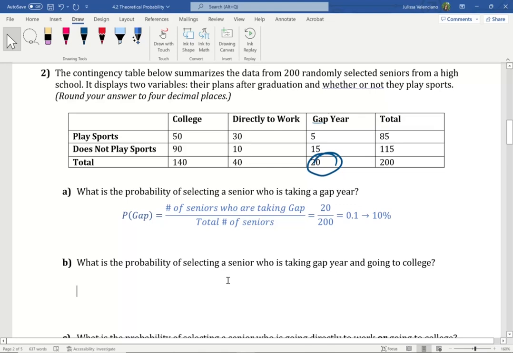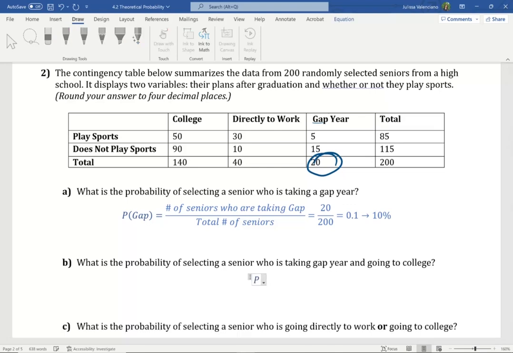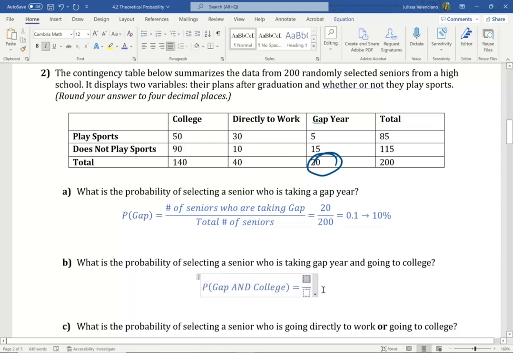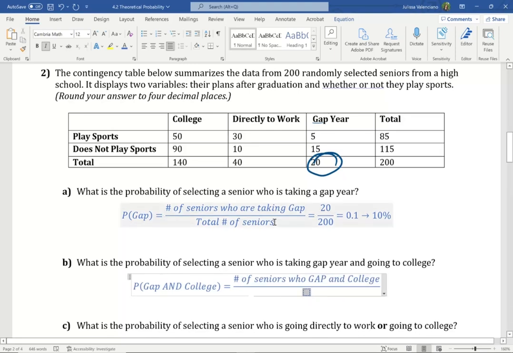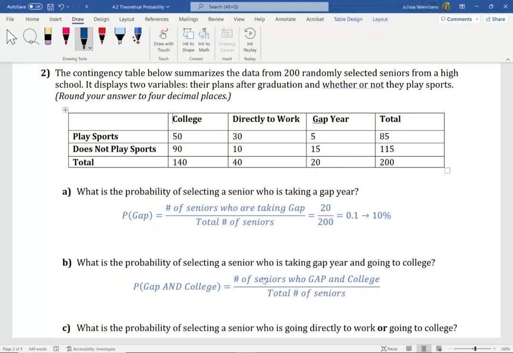What is the probability of selecting a senior who's taking a gap year and going to college? Let's write this using probability notation. Let's write probability of gap and college. This probability is equal to the number of seniors who are taking a gap year and going to college. Again, here I'm just trying to keep it short, so I'm just going to write number of seniors who gap and college. And we're dividing by the total number of seniors. Now here's my question. What is the number of seniors who are taking a gap year and going to college?